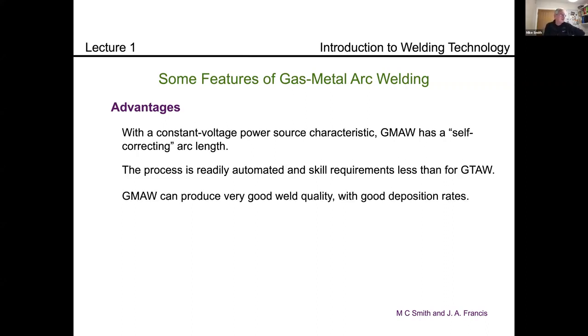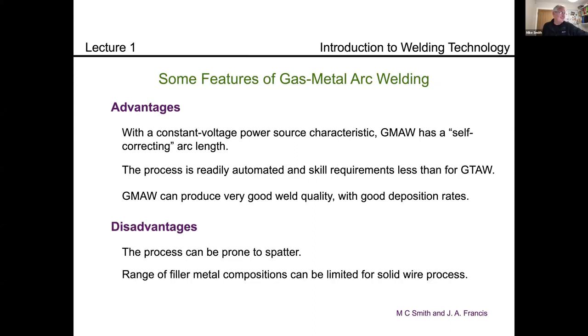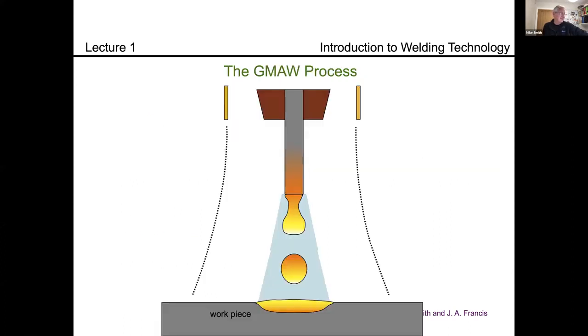Gas metal arc welding, GMAW, can produce very good weld quality with good deposition rates, but it's prone to spatter. And in fact, you may find that you've got a limited number of filler metal compositions available. Now, this diagram shows how GMAW differs from gas tungsten arc welding.